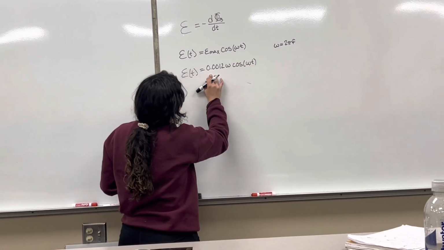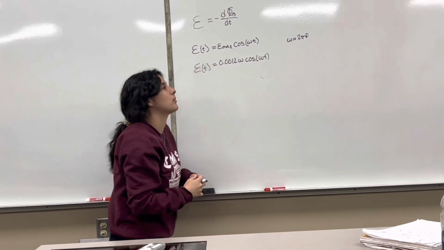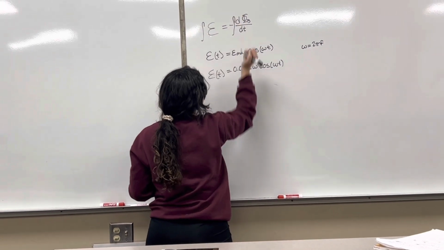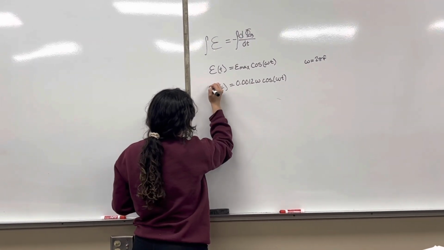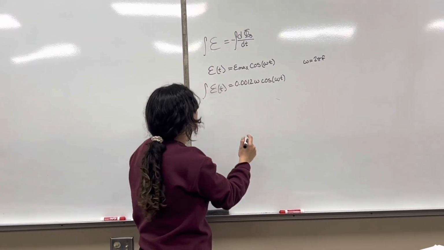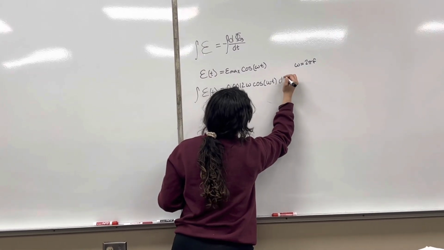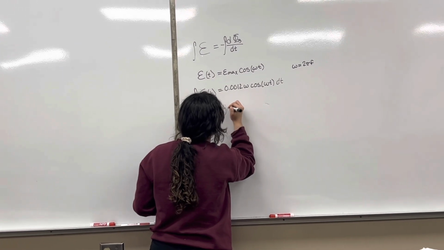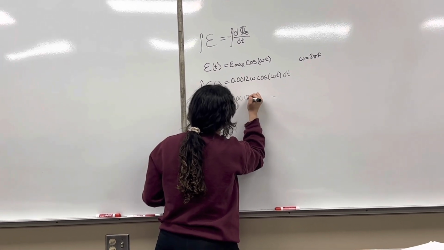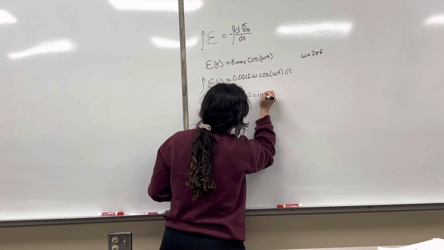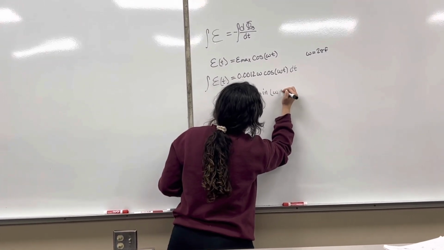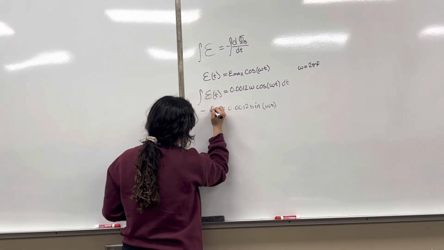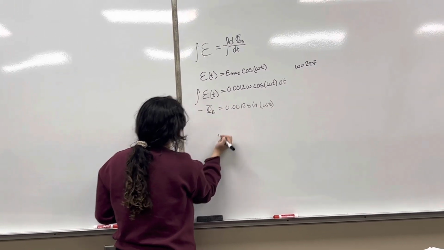And now, in order to get magnetic flux, which is what we're solving for, we are going to take the integral of each side. And so we're going to take the integral of this electric field equation with respect to time, dt, and that is going to give us 0.0012 sine omega t, and that is going to be equal to negative magnetic flux.